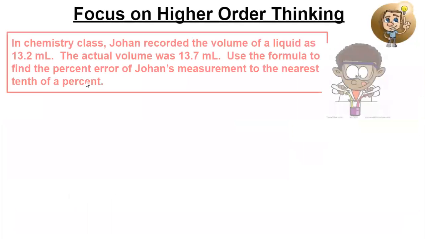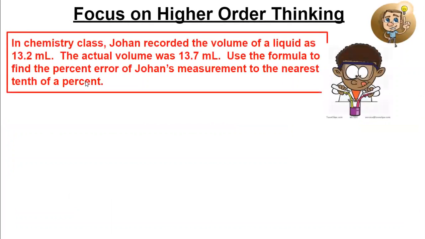Okay, welcome back. Let's focus on some higher order thinking. In chemistry class, Johan recorded the volume of a liquid as 13.2 milliliters. Does that look like Johan there on the right there? A little bit. The actual volume was 13.7 milliliters. Use the formula to find the percent error of Johan's measurement to the nearest tenth of a percent.